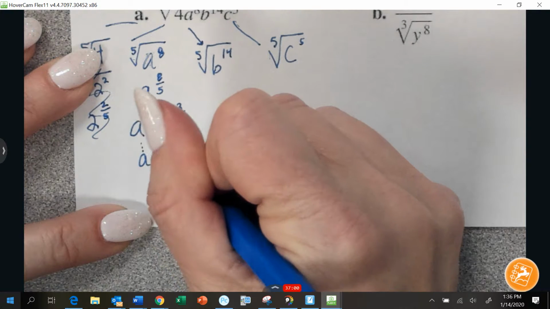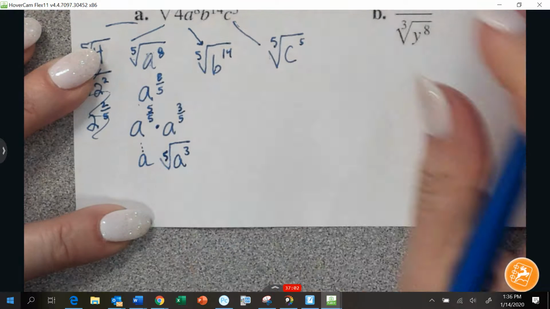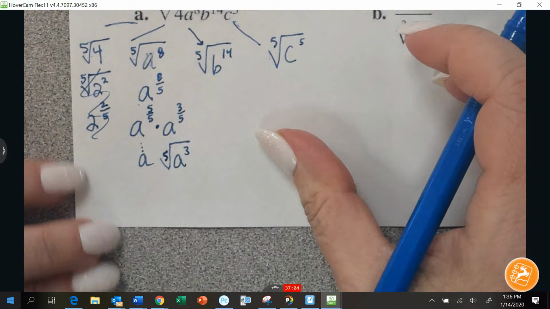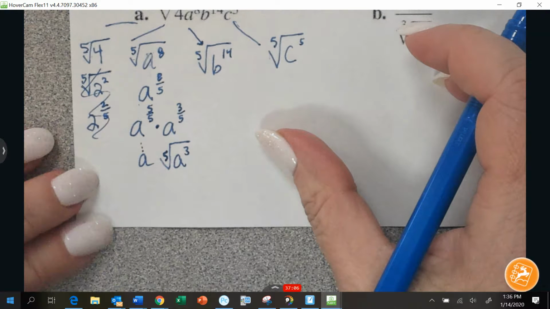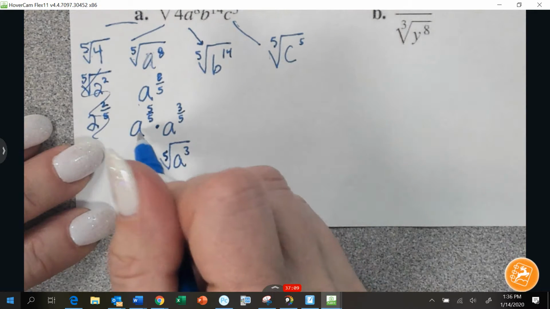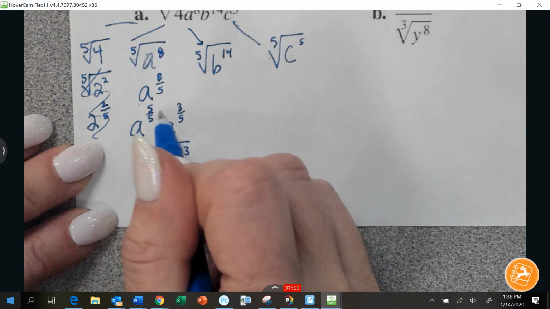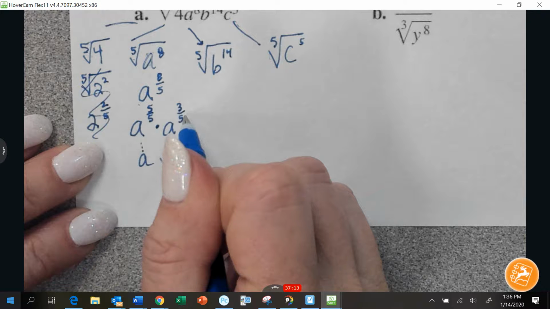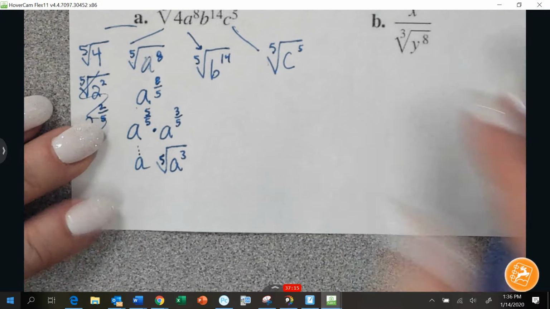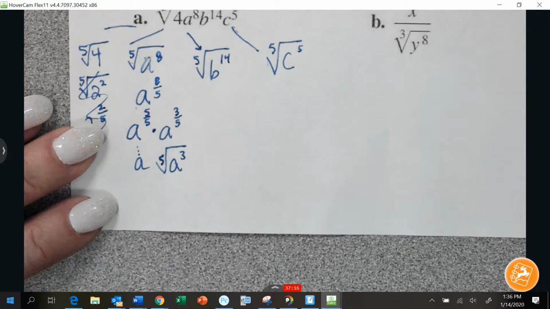Okay, you were too quiet, so I did not understand your question. Why didn't I multiply the exponents? Because when you multiply like bases, you add exponents. Right? That's why.